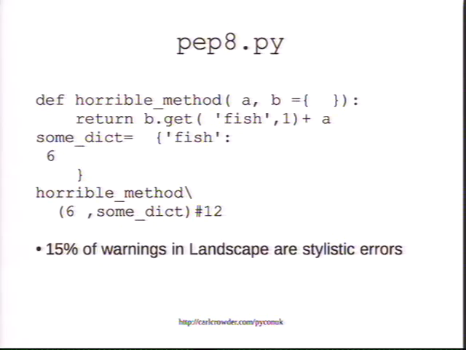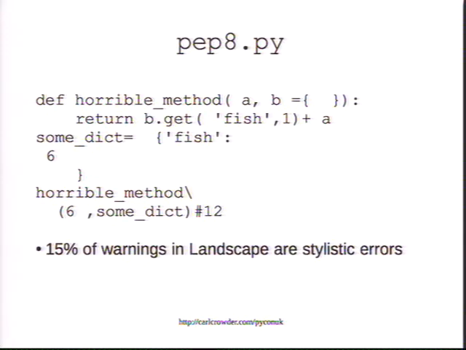Pep8.py is another tool that exists, and it basically enforces the Pep8 style advisory guide. So this is an example of some horrible code that I wrote to prove a point. This is the sort of terrible stuff that Pep8 will give you a million warnings about, and you can enforce a style guide by telling people, okay, we're going to use this tool to do it, rather than just saying, please do it, and people then might get lazy and not do it.